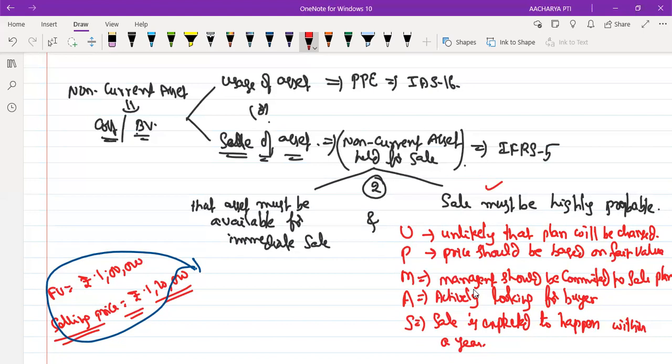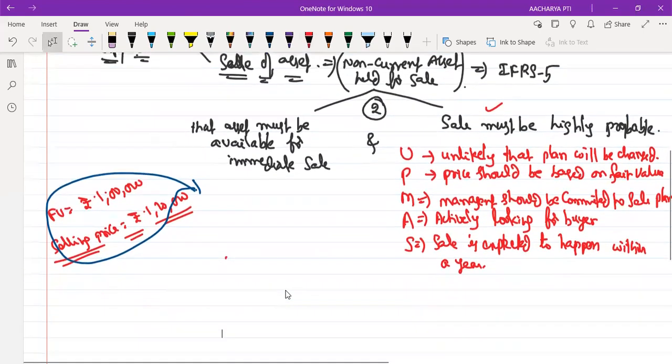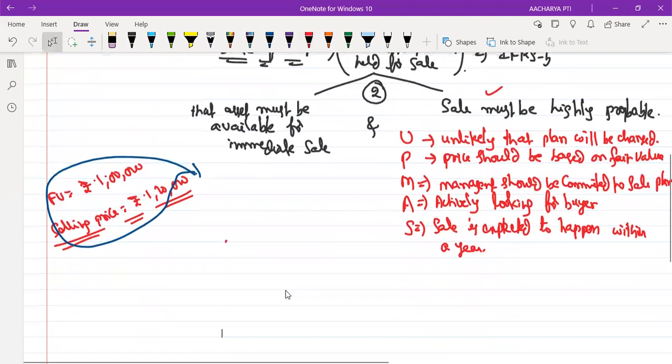If these two conditions are met, asset is available for immediate sale and sale is highly probable, then we classify the respective non-current asset as held for sale. Clear? Then next one is how to measure the non-current asset.